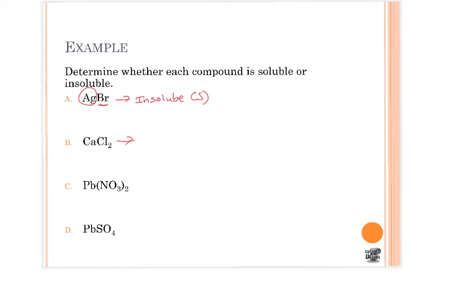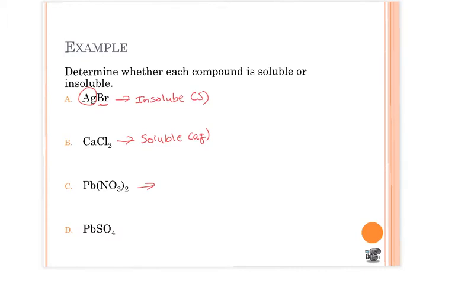Calcium chloride. Now, chloride is one of those that is soluble. It's in our soluble chart. It's got some exceptions, but calcium is not one of them. So it's going to be soluble, and we will put an aq for aqueous after that.